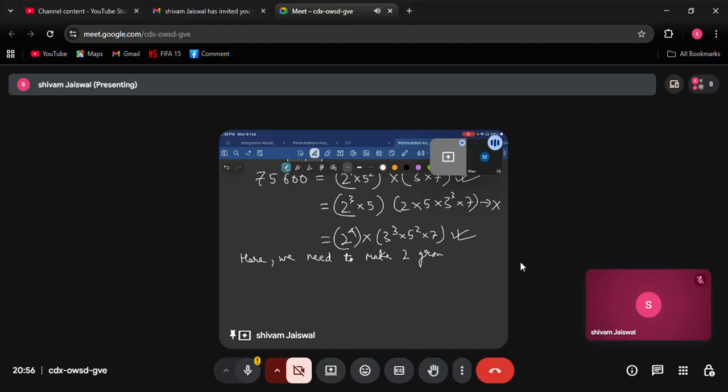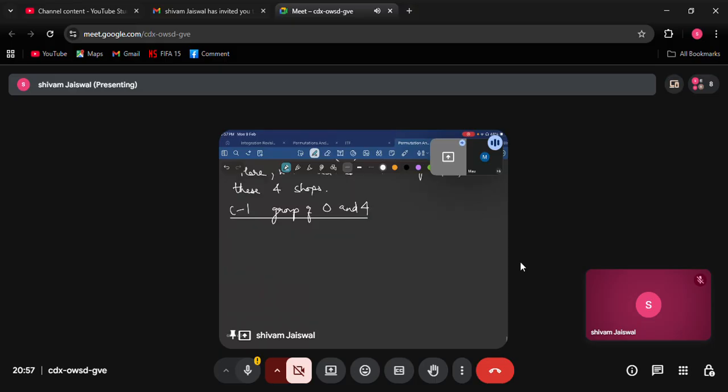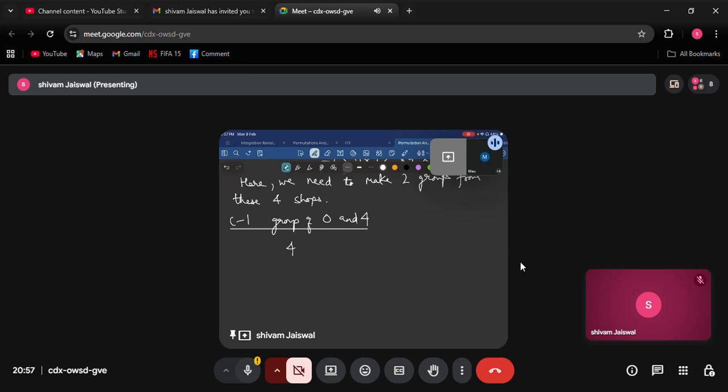Make two groups from these four shops. One of the ways to make groups will be case one: a group of 0 and 4. Tell me, what is the total number of ways to form two groups, one of 4 and one of 0? Tell me, what is the number of groups?